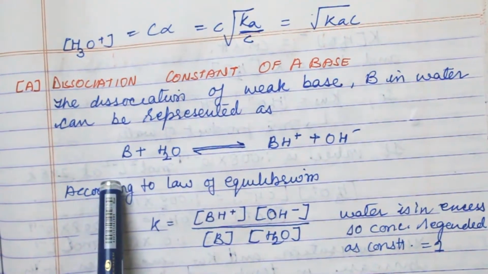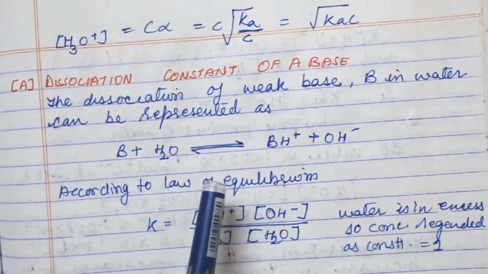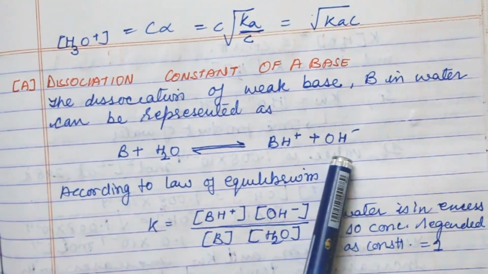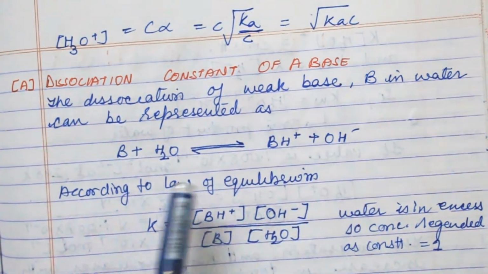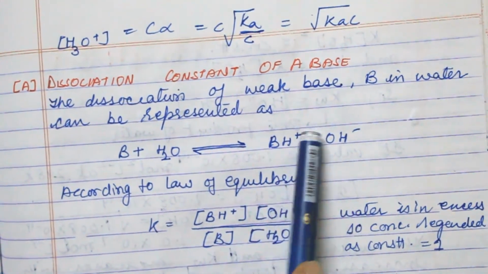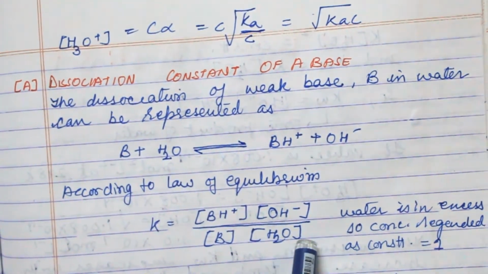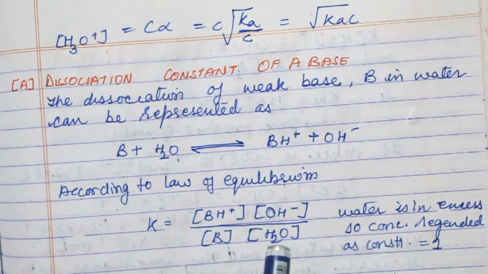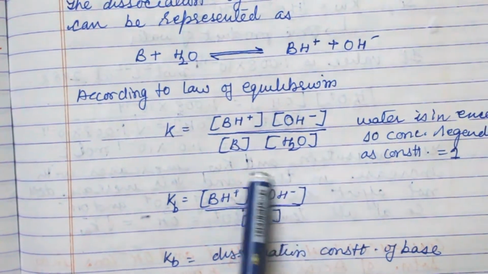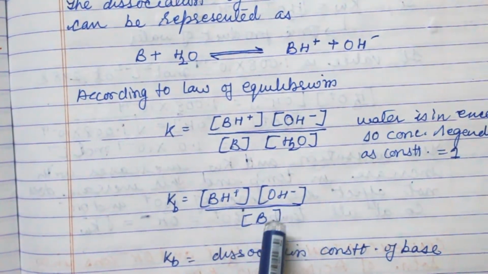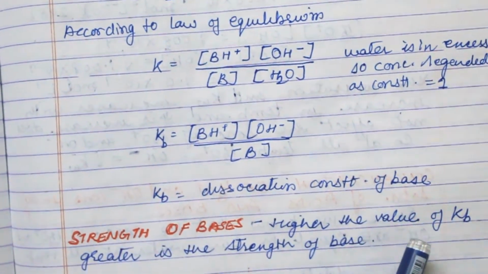A base takes the H ion, because the characteristic of a base is to take the H ion with it and release the OH ion. So here the reaction is B plus H2O gives BH plus and OH minus. According to the law of equilibrium, we take the product as the numerator and the reactant as the denominator. Again, water is in excess, so it is constant and the value of water is 1. So now the equation becomes Kb equals BH plus times OH minus upon B. Here Kb is the dissociation constant of the base.